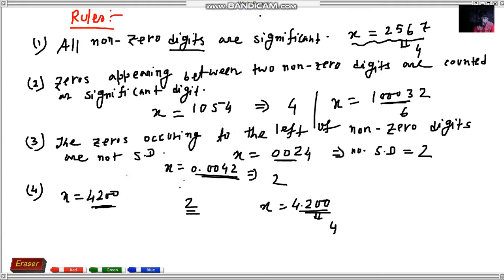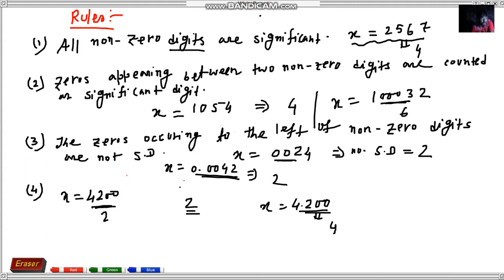4.200, then the number of significant digits will be 4. So if the zeros are occurring at the right side after a decimal, then those zeros are counted as significant digits. But if the zeros are occurring at the right side and there is no decimal, no point, then the zeros are not counted as significant digits. Is it clear? So here the significant digits are 2, but here the significant digits are 4.